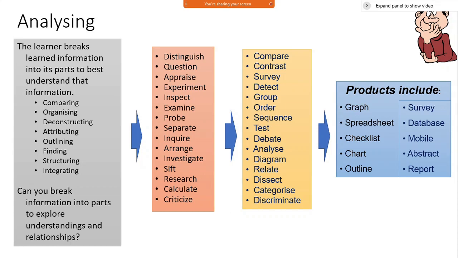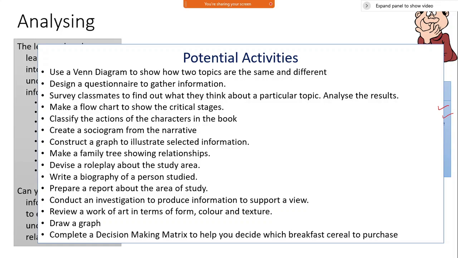Analyzing: whether he is able to categorize, distinguish, create equations, experiment, do inspections and examinations. He should be able to compare, construct, survey, and this leads to a typical survey. He should be able to create a database, analyze that database, create an abstract, and report it. That is the analyzing stage. These are typical potential activities for it.